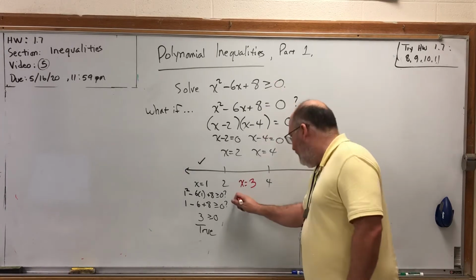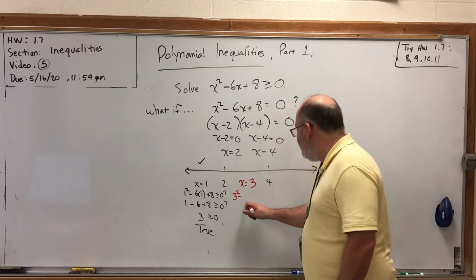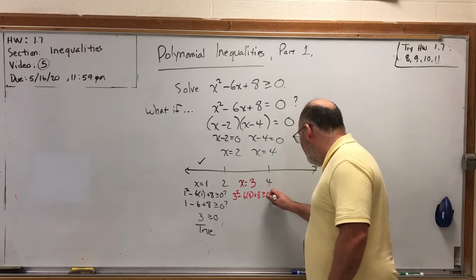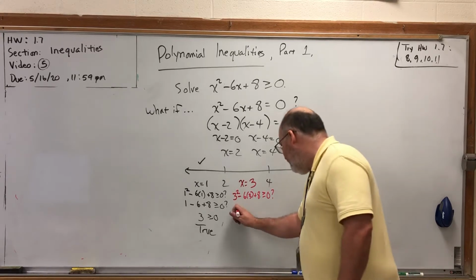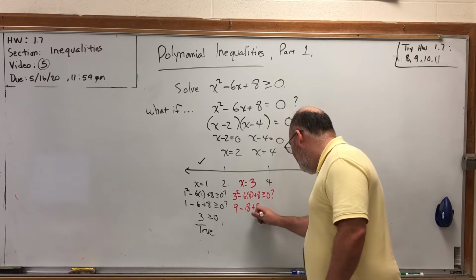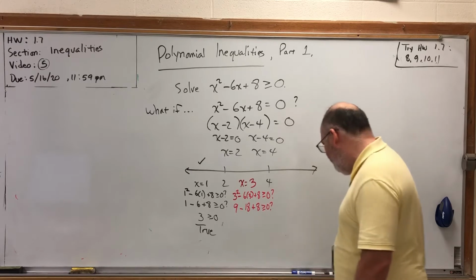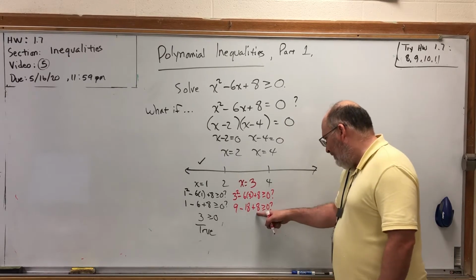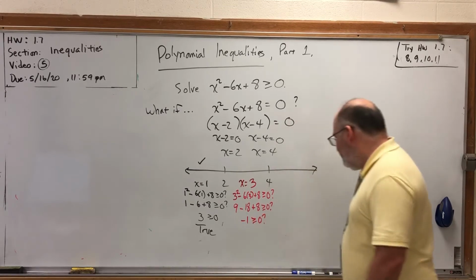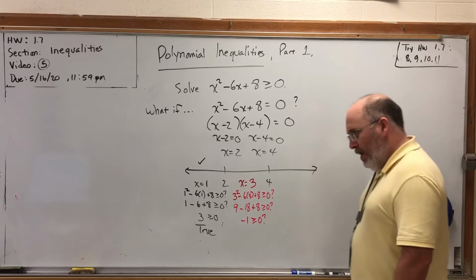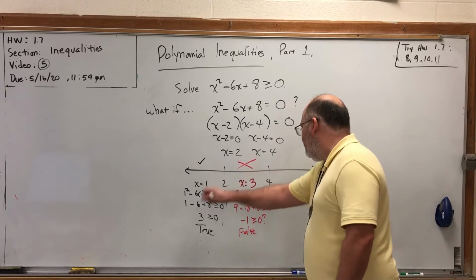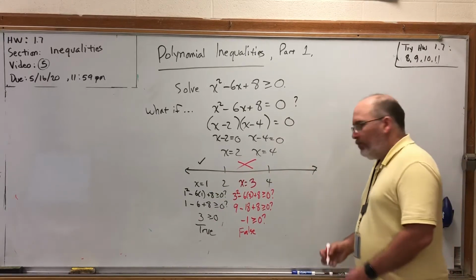Way back up here. We have 3 squared minus 6 times 3 plus 8, and we want to see if that's greater than or equal to 0. Well, 3 squared is 9. 6 times 3 is 18 plus 8, and we're looking to see if that's greater than or equal to 0. Well, 9 plus 8 is 17, and 17 minus 18 is negative 1. So is negative 1 greater than or equal to 0? No, that's false. And what that means is we do not want the interval that the 3 came from. So we don't want between 2 and 4.